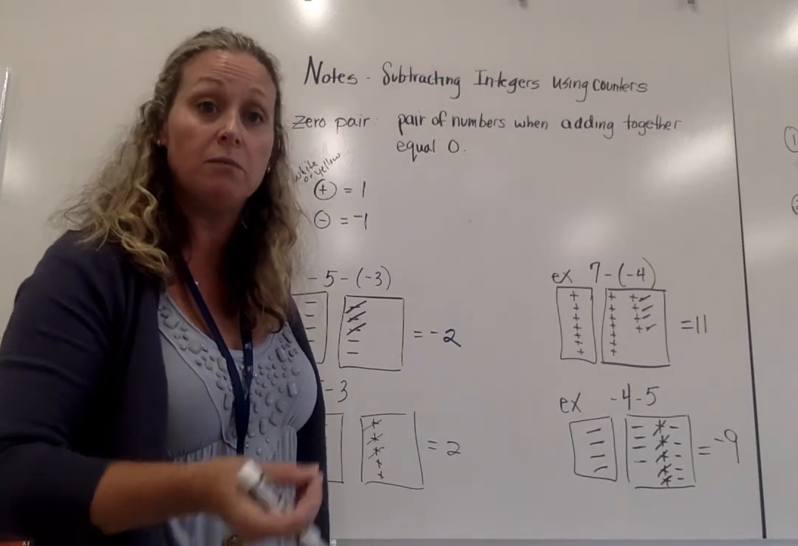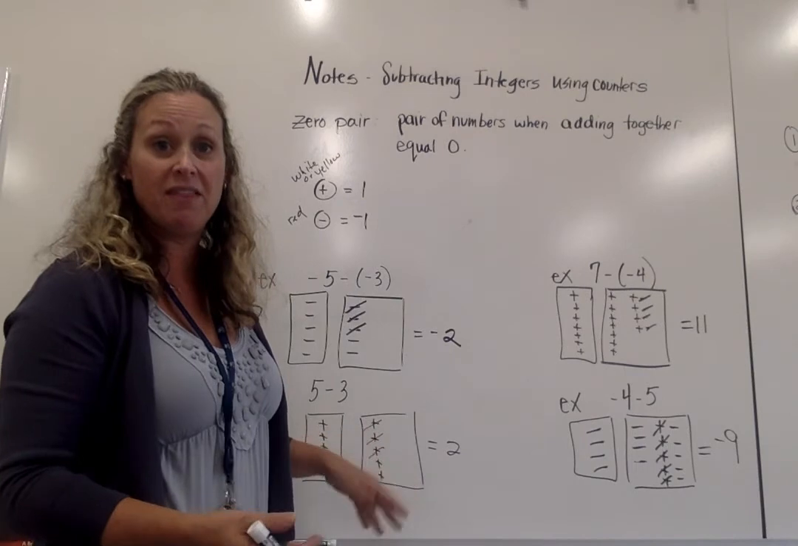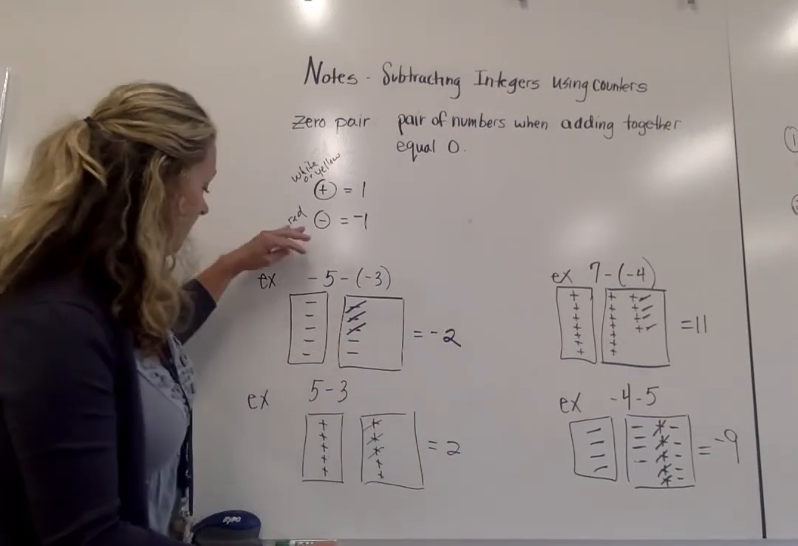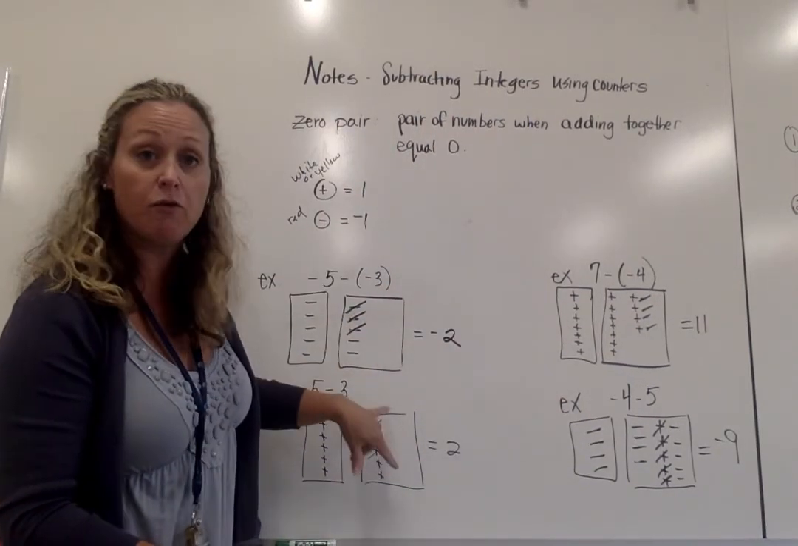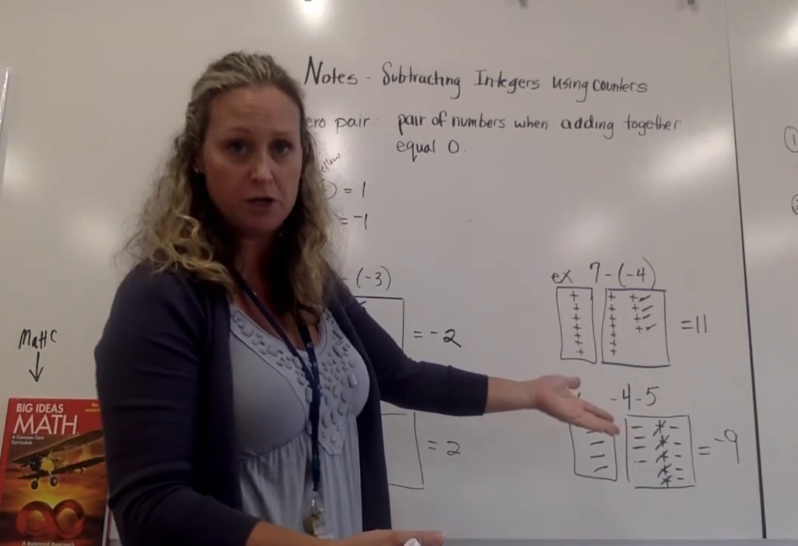This creates a problem, or at least more difficulty, when I'm being asked to take away something that I don't have, or more than I have. So I've indicated the model in the first, and then in the second one I could either perform the operation or add zero pairs and then perform the operation.